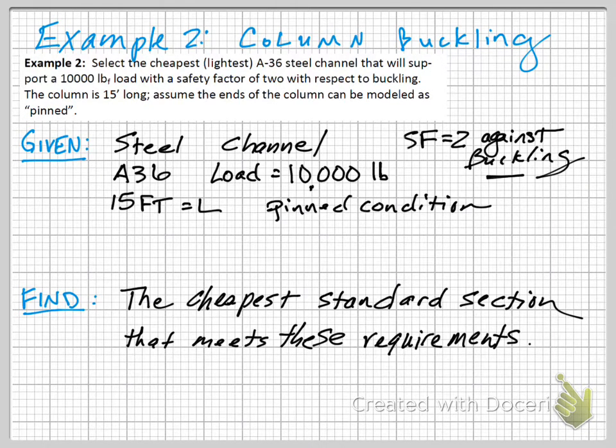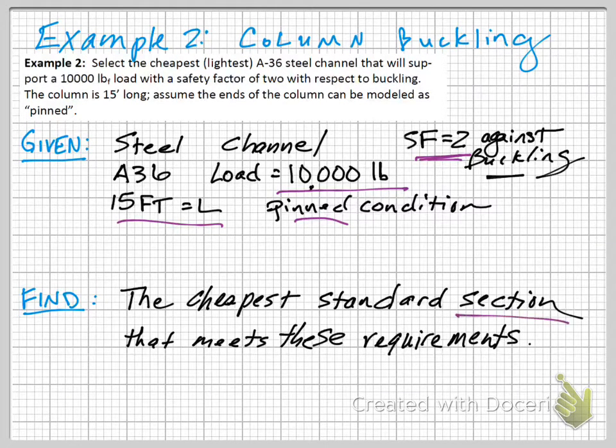This is example 2 for the column buckling section. We're given a steel channel, A36 steel. It has a load of 10,000 pounds on this particular column. We have a safety factor of 2 against buckling. The column itself is pinned and it's 15 feet long. So what we're asked to find is what is the cheapest standard section that meets these requirements?